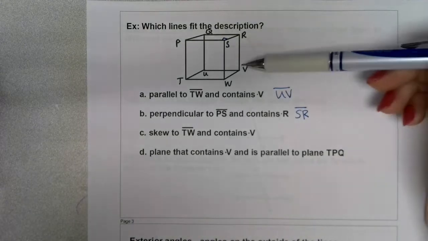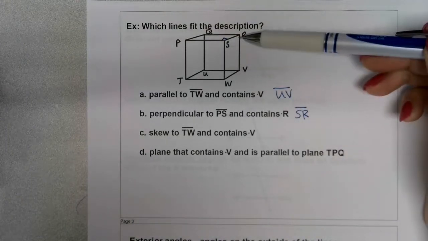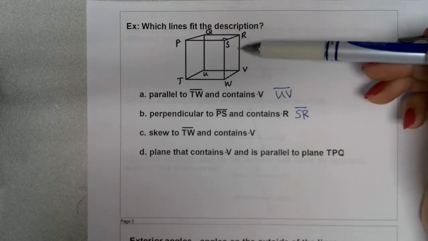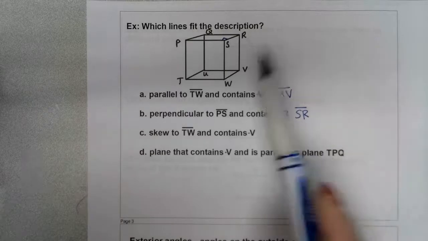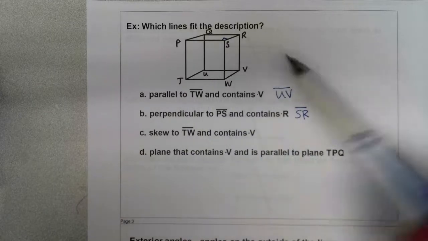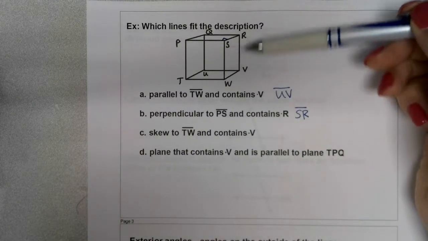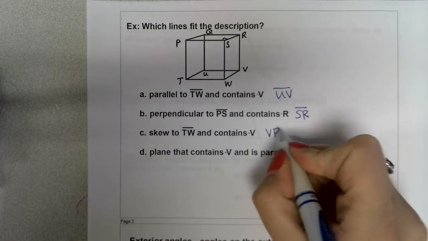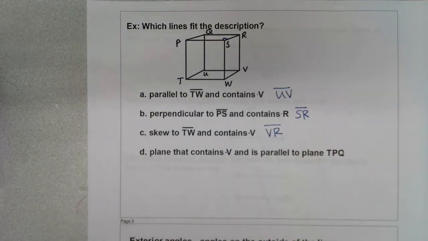The only segment that would work for that would be VR, because VR is on this edge back here, making up these back two planes, and TW is down here in this front plane. It would never intersect or touch VR. Okay, so we'll say that segment VR is skew.